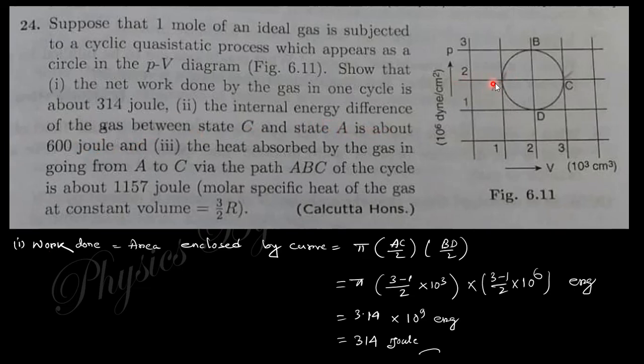Next one says the internal energy difference of the gas between C and A is about like that. So you need to find out the internal energy change from that point to that point. You know internal energy change is nothing but Cv dT. So the temperature change will be important here. So you need to find the temperature at A point and the temperature at C point. After that you take the difference, and you will get the change in internal energy.